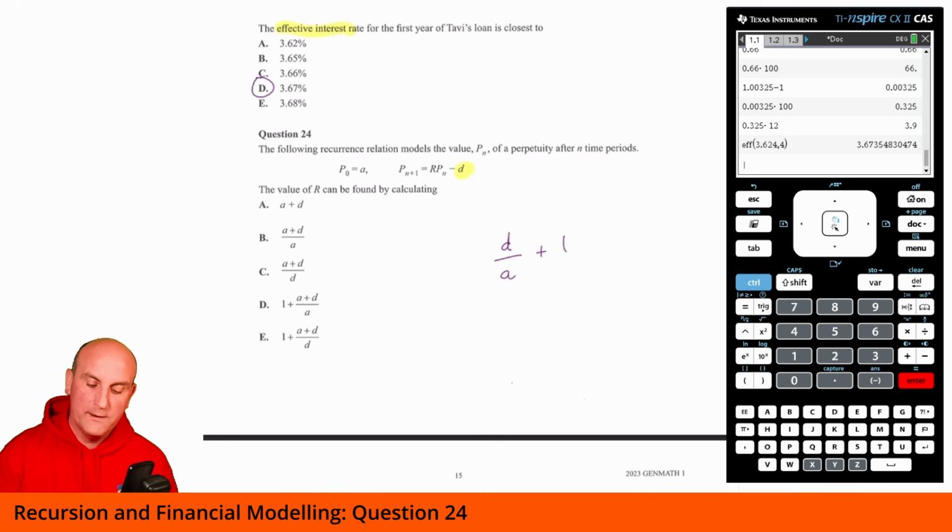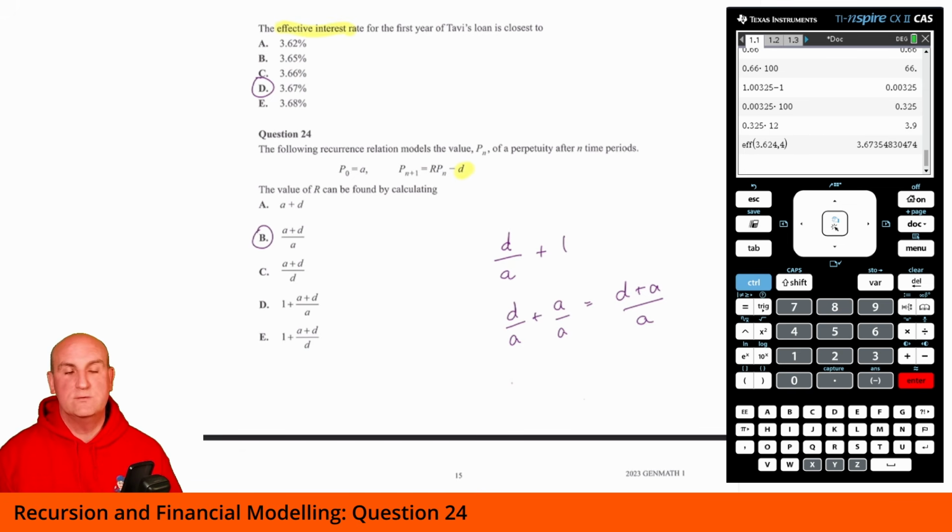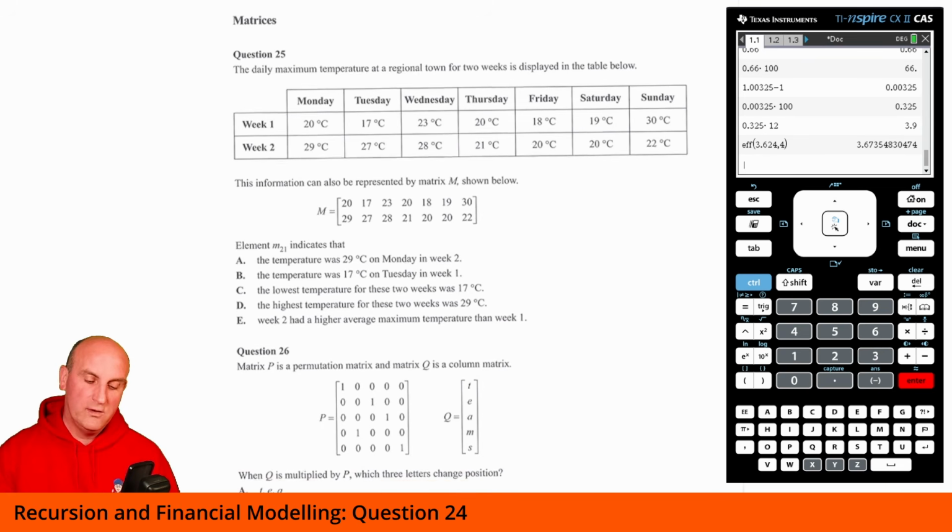So add 1. Now, again, if you look there, there's no value there that can do that. And this is where it comes back down to your fractions. And what I then said, well, if I want a common denominator of A, I'm now going to change that to D on A plus A on A. And then I can combine that to become D plus A on A. And we don't have that option, but we do have A plus D on A. And so B, I think, was the correct answer. Interesting question. And there we go. That was the finance over and done with. Again, if I'm honest with you, relatively okay.